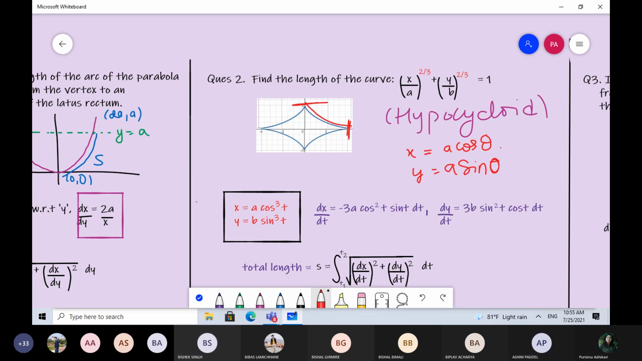Same as in circle, it is the same question. When you put 0 to pi by 2, you get all the points of the first quadrant. When you put theta equals 0, you will get (a, 0). And when you put theta equals pi by 2, you will get (0, a). In case of an ellipse, you will get (0, b). Similarly, in the case of hypocycloid it is the same, and you can also do it for asteroid. If you have to do it for asteroid, then also you can do.